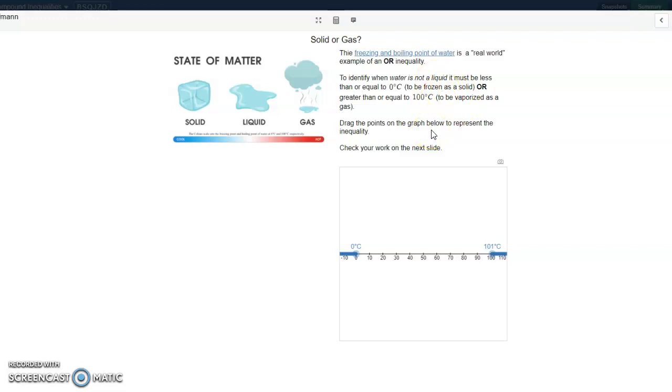So what I'm showing is when water is not a liquid. Everywhere where it's not blue, it's a liquid, but over here, it's going to be a solid, and over here, it's going to be a gas. But I need to change that to 100, and it's currently on 101. All right, perfect.